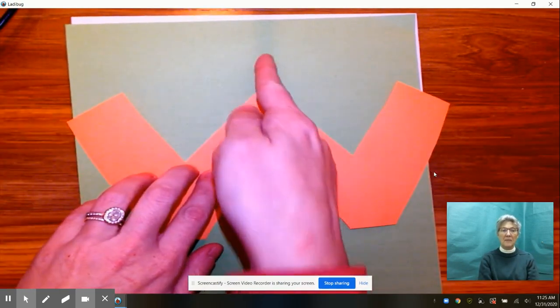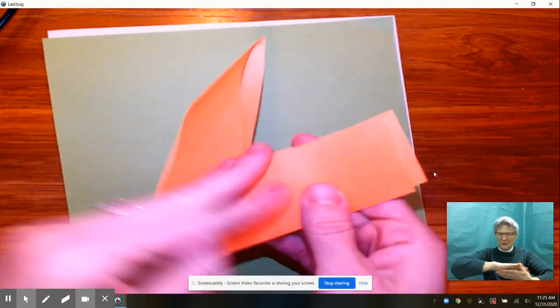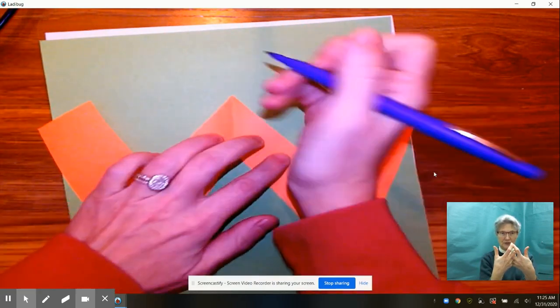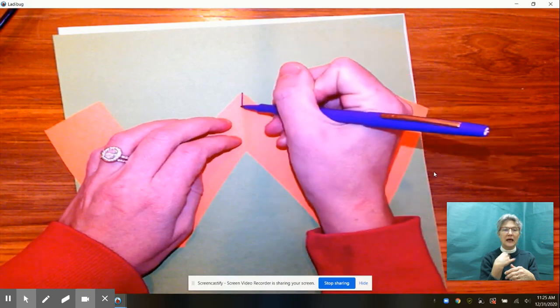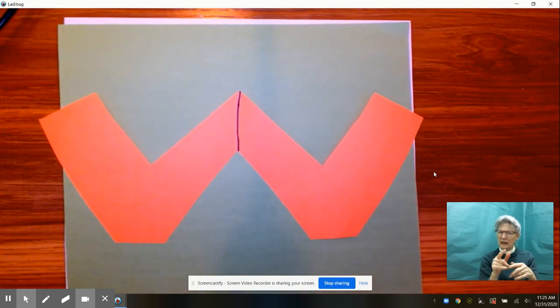What about if I try a vertical line of symmetry? Well, look at that. They match exactly. So the W has a line of symmetry right here, and I can draw the line. Do you see any other lines of symmetry in this letter W? No, me neither. So the W has one line of symmetry.